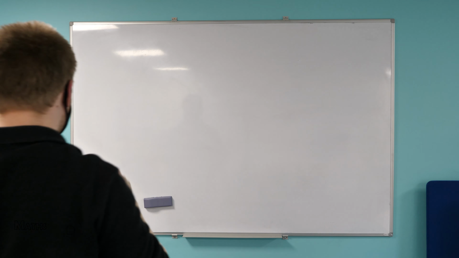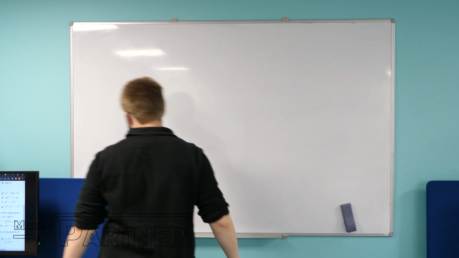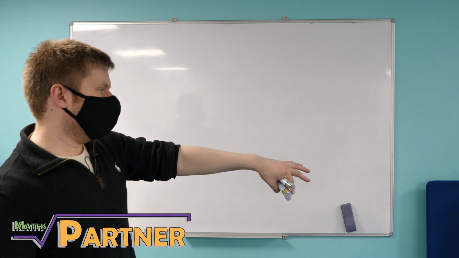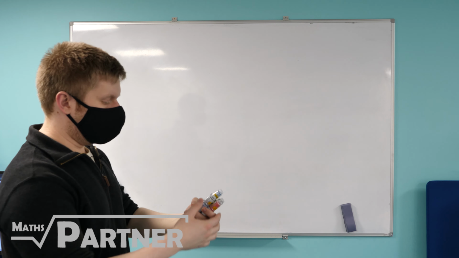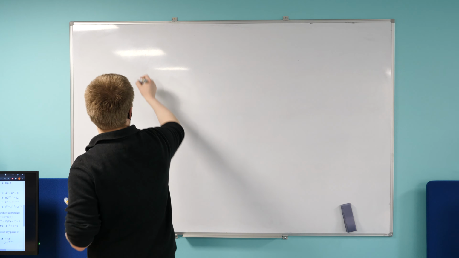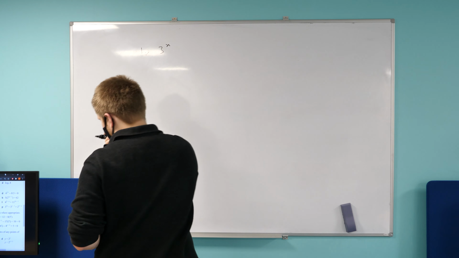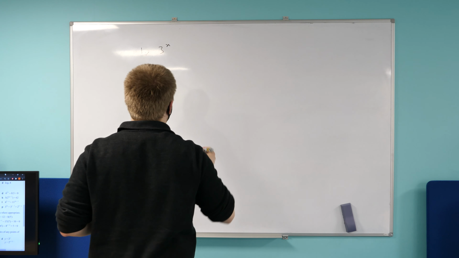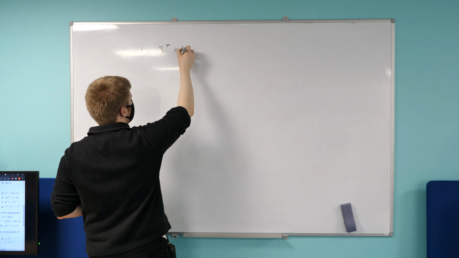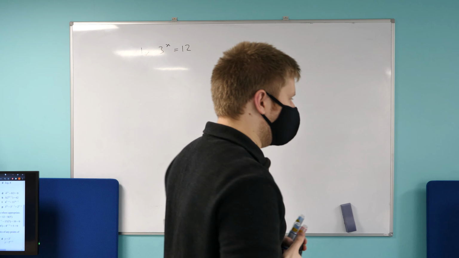Okay, so let's have a look at some more exponential questions, right? So you can see on the screen that I've given you some examples of equations. So let's have a look at the first one together. So 5 part A. So we've been given that 3 to the power of x is equal to 12. Okay, so 3 to the power of x is equal to 12. How would we solve something like this?